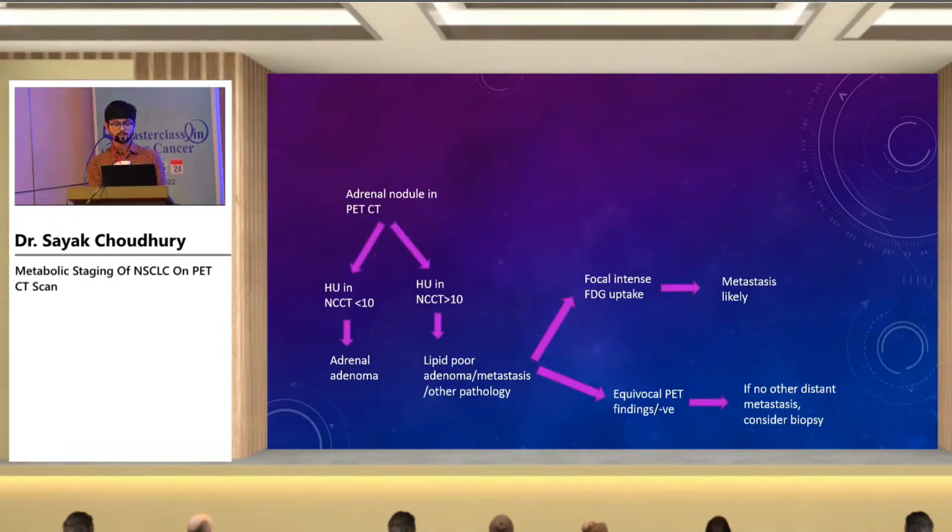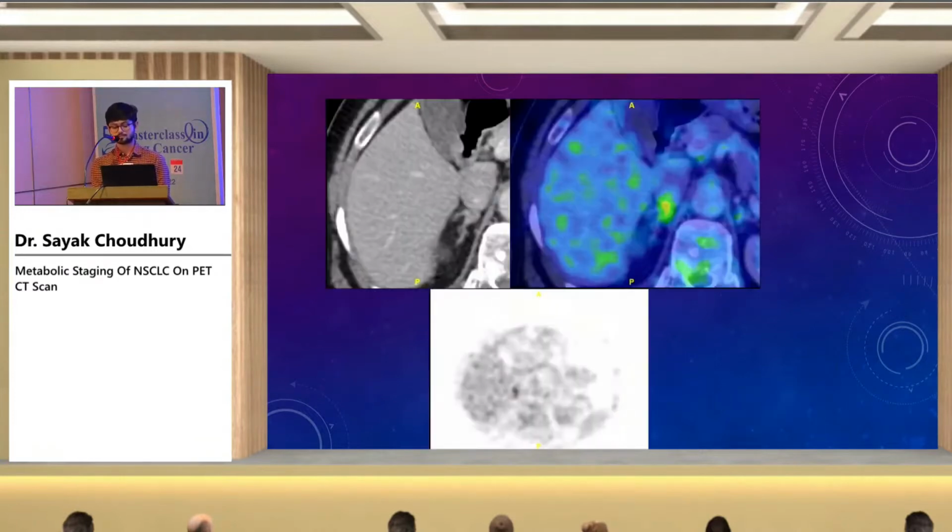In our department, what we follow is very typical. If we see an adrenal nodule and the HU in NCCT is less than 10, then obviously this is a lipid-containing adenoma. If the HU is more than 10, then it is either a lipid-poor adenoma, metastasis, or some other pathology. Then we look at the FDG uptake. If there is focal intense FDG uptake unilaterally, then metastasis is more likely. If it is equivocal or negative, and there is no other distant mets, then we may ask the clinician for biopsy.